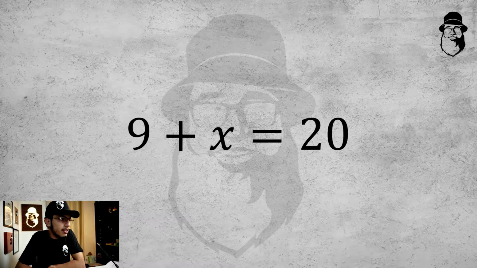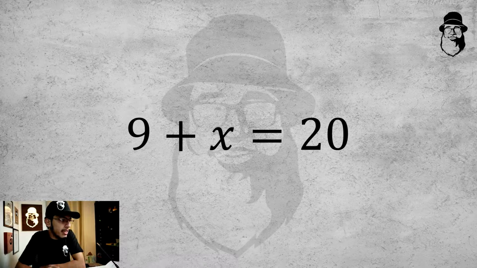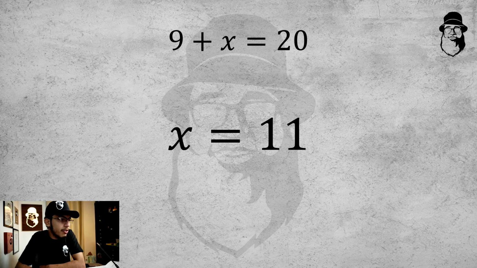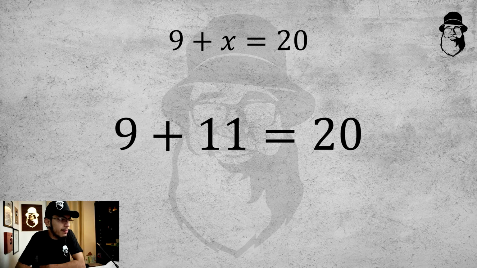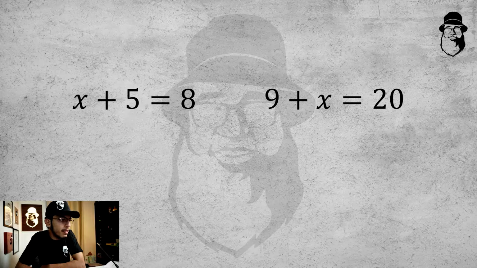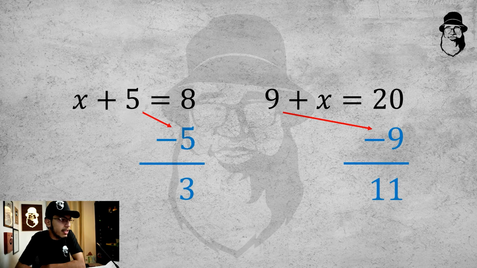Solve the equation 9 + x = 20. Again, it is not difficult to see that x is 11 because 9 + 11 is 20. Notice in these two examples that we can get the answer by taking the number next to the x from the number on the other side of the equals sign.